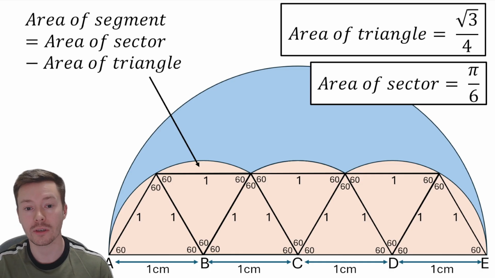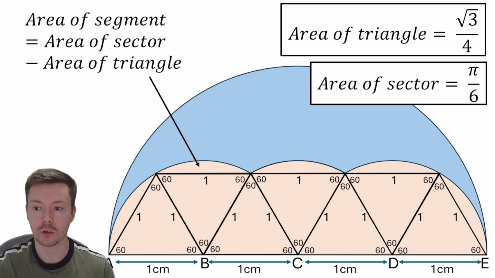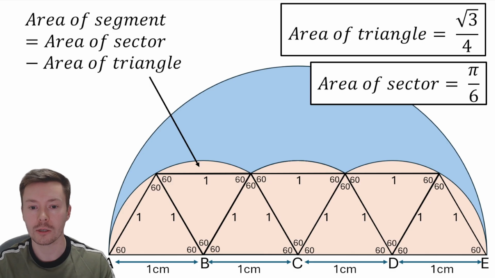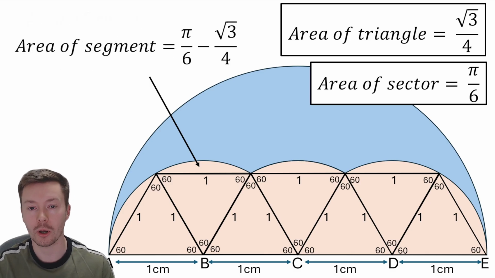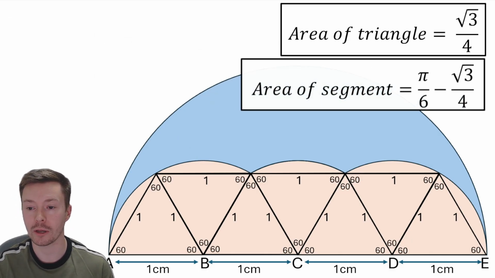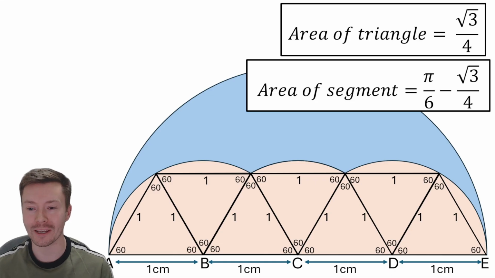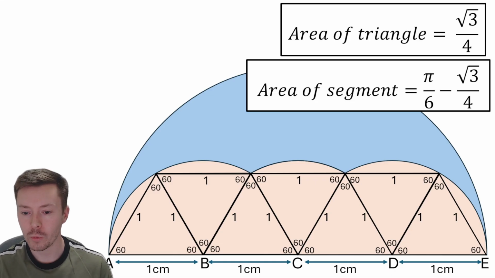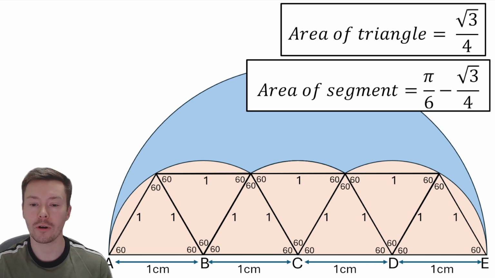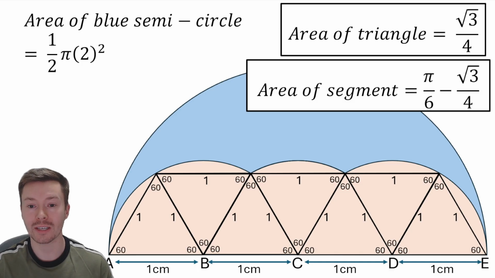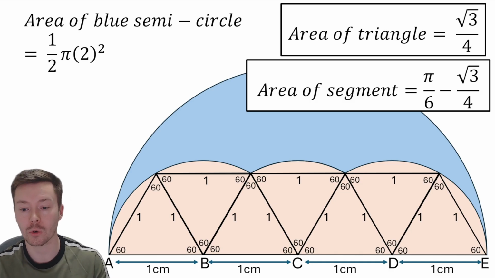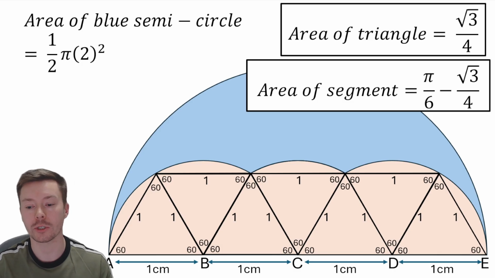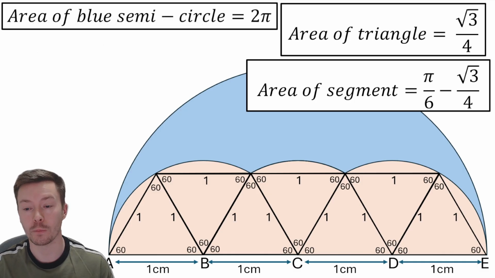And we said before the area of the segment is the area of the sector minus the area of the triangle. And we've got both of those things. So let's substitute those values in. And we get pi over 6 minus root 3 over 4. Again, let's put that to one side and keep that safe for the moment until we're ready to use it. Now, we have got the area of the triangle, we've got the area of the segment. Now, all we need to work out is the area of the blue semicircle, and that is going to be 1/2 pi r squared. And the radius of the blue semicircle is 2, so it's 1/2 times pi times 2 squared, which gives us an answer of 2 pi.